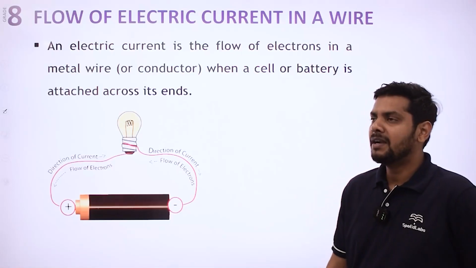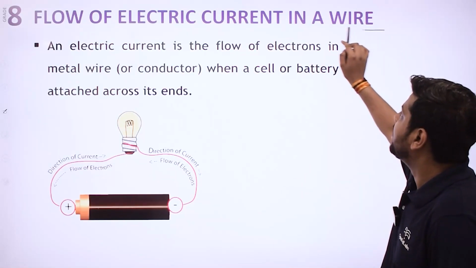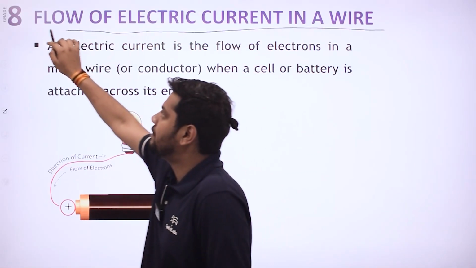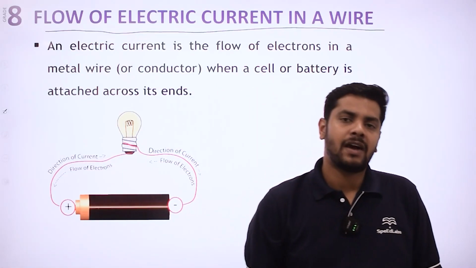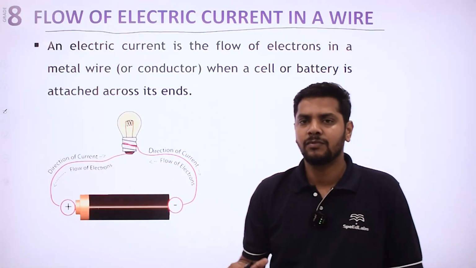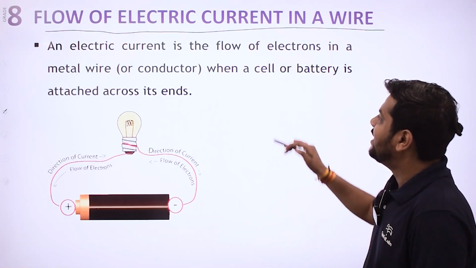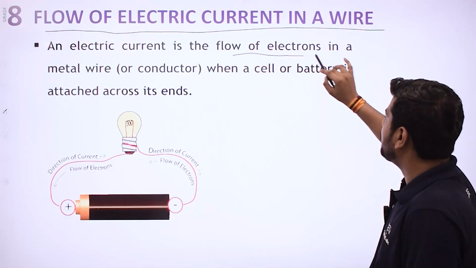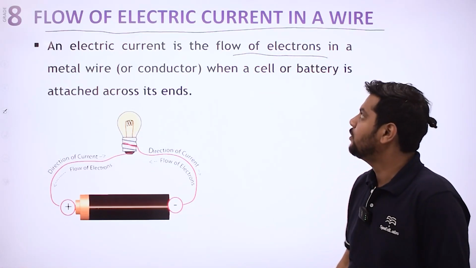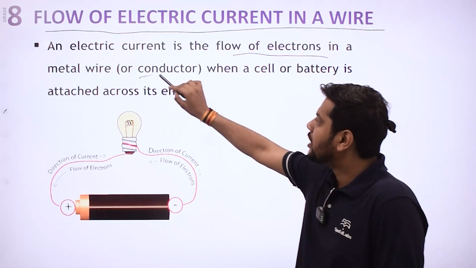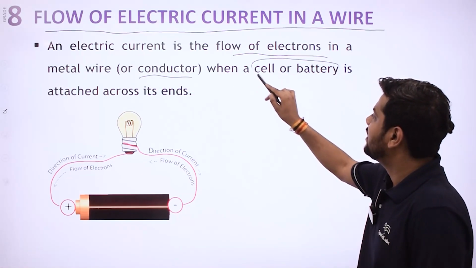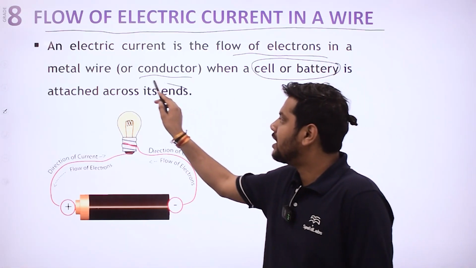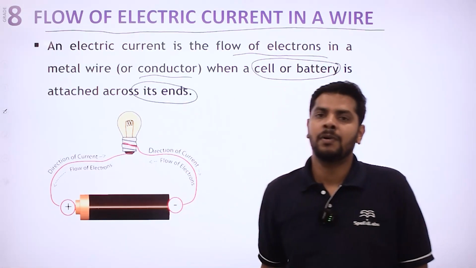Apart from that, the next part is, students, the flow of electric current in a wire. This is again an important topic: how electric current flows through any wire. For that, we take that an electric current is the flow of electrons, as I have already explained, in a metal wire or a conductor when a cell or a battery is connected or attached across its open ends.